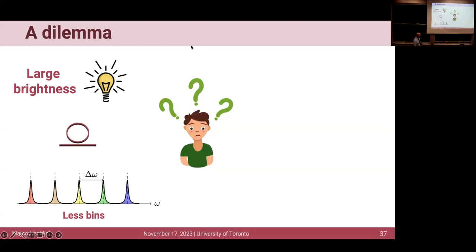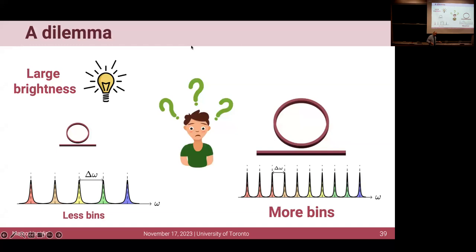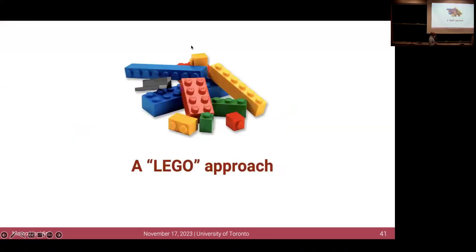At the same time, of course, I could take a big ring. I would have more bins, but I would have a small brightness. And in particular, the penalty is severe because, as I mentioned before, the efficiency will scale as 1 over R squared. So, you know, it's a big power. Now, we solved this problem. We solved this problem using a Lego approach.